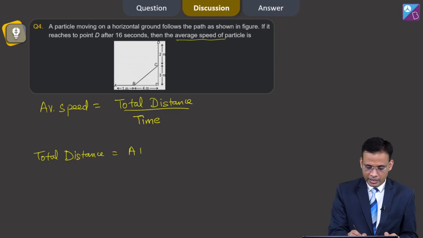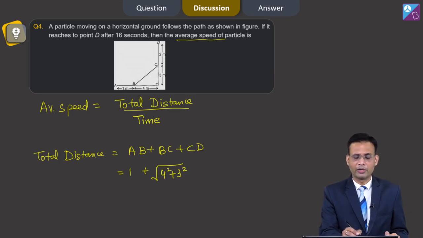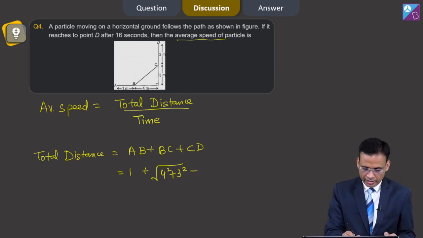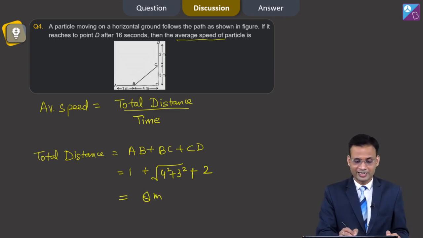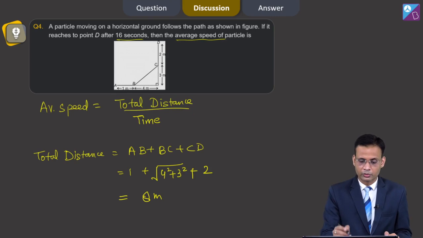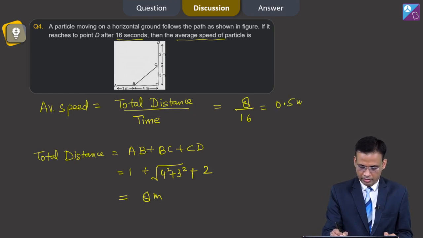the length of segment AB plus BC plus CD. So this AB length is 1, BC is root of 4 square plus 3 square, which you can easily calculate by using the Pythagoras theorem, and the CD part is 2. So the total distance becomes 8 meter. Now, it covered this distance in 16 seconds. So the average speed is total distance 8 by 16, which is equal to 0.5 meter per second.